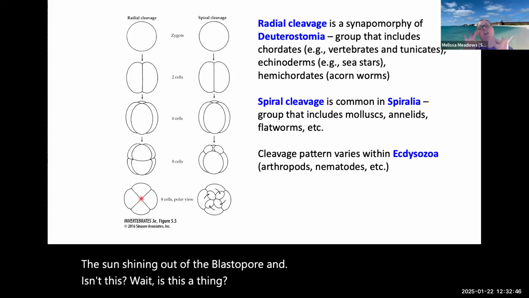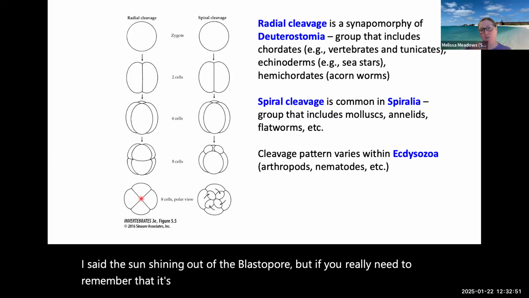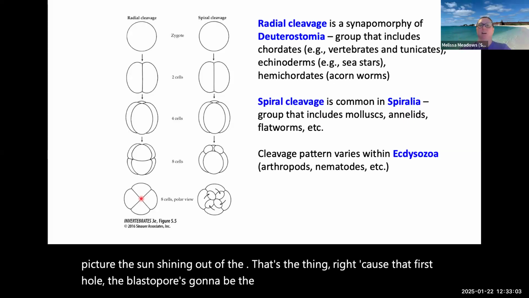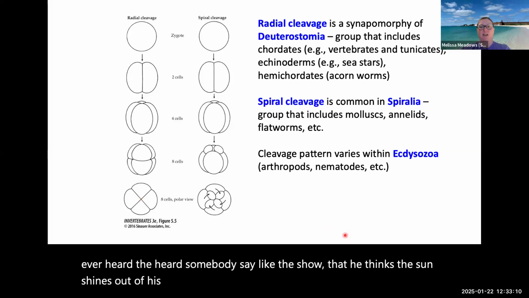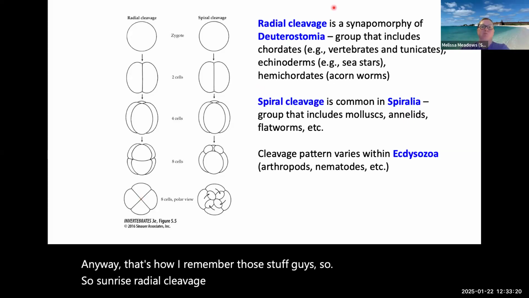But if you really need to remember that it's the deuterostomes that have radial cleavage, you can picture the sun shining out of the anus. That's the thing, right? Because that first hole, the blastopore, is going to be the anus. Anyway, that's how I remember this stuff, guys. So sun rays, radial cleavage, deuterostomes.